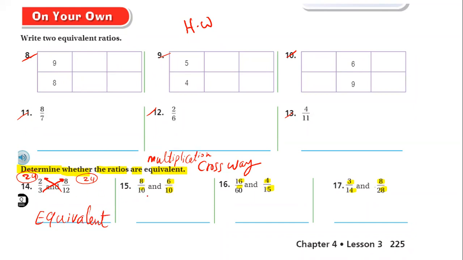Okay? When you multiply, 10 times 6 equals 60. And 10 times 8 equals 80. So 80 is not equal to 60. So they are not. Sir, can we write equal? Yeah, you can write equal, or you can write not equal like this.